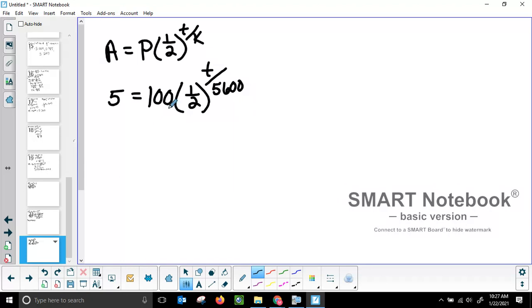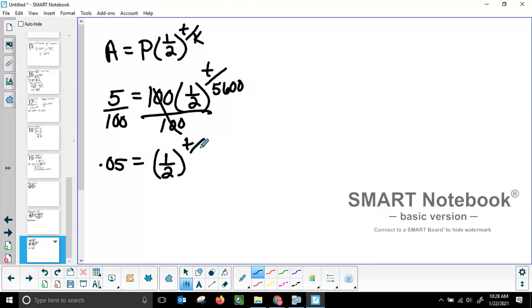Okay, now, don't be that student that multiplies these first. Remember, order of operations says exponents have to be applied before multiplication. So we're actually going to have to find a way to get this out of our exponent. Well, first I need to get rid of this 100, so I'm just going to divide both sides by 100. So I get 0.05 is equal to 1/2 to the t over 5,600.